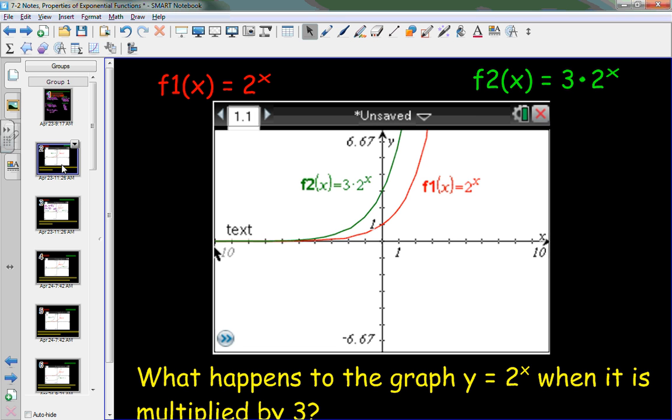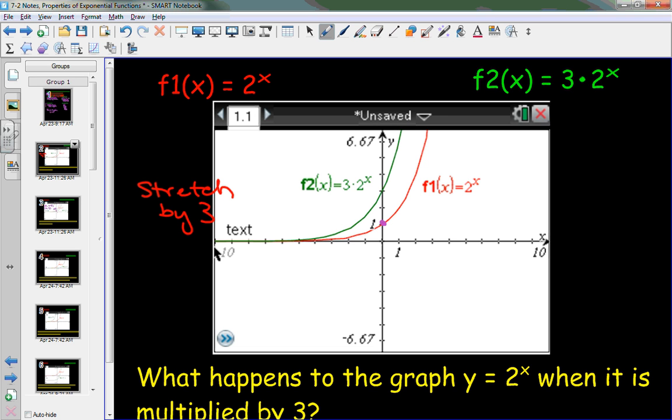Now what am I multiplying by? I'm multiplying by a value of 3. So if I'm multiplying by a value of 3, is that negative, in between 0 and 1, or greater than 1? It's greater than 1, so is it a reflect, a compress, or a stretch? This is going to be a stretch by 3. And what does that mean graphically to these things?